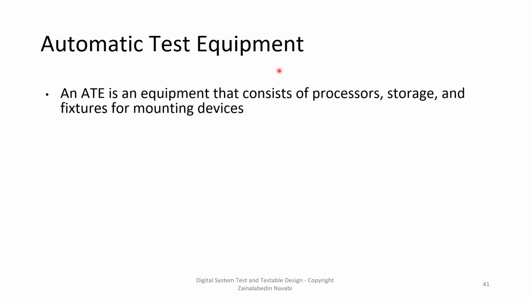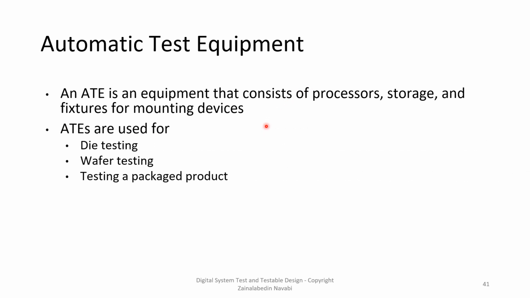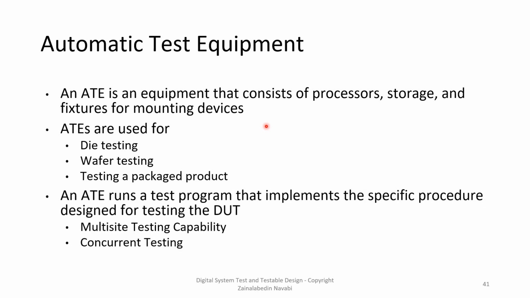It consists of a processor, storage, and a fixture for mounting devices. ATEs are used for die-level testing, wafer-level testing, or testing a package. We already saw that. It runs a test program with the specific procedure designed for testing the DUT. It can test multiple dies or chips concurrently, which is called multi-site testing. You can also concurrently test multiple features in a design. We'll see the details in an advanced topic.